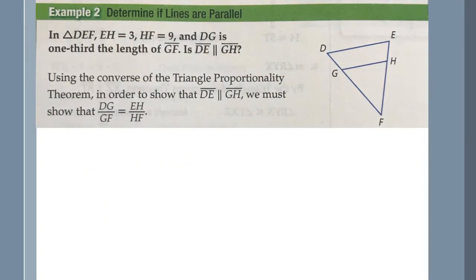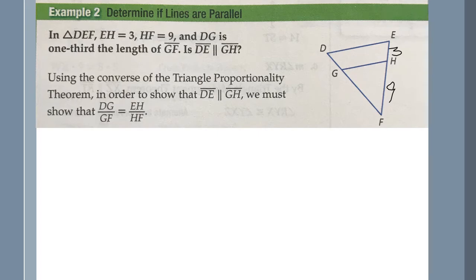So in triangle DEF, EH is 3, HF is 9, DG is 1/3 of the length of GF. Is DE parallel to GH? Well, the one thing I know is this. We're going to label it. So EH is 3 and HF is 9.